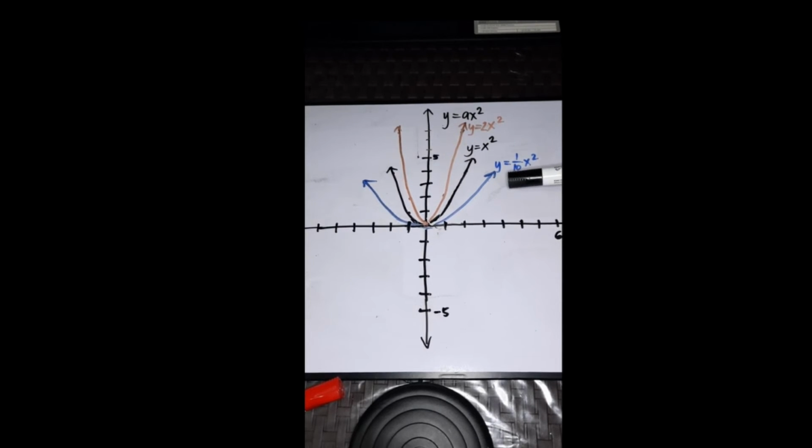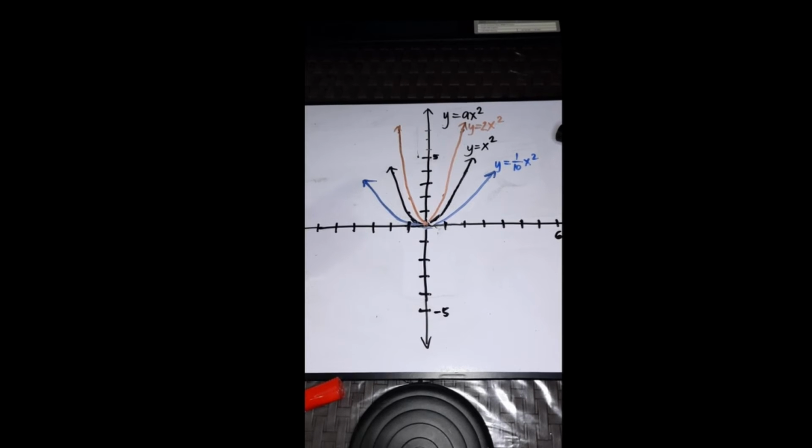And the graph of y is equal to 1/10 x squared is wider because the value of a is greater than 0 but less than 1. Tandaan na pag greater than 0 but less than 1 ang value ng a, mas maluwang yung opening. Okay? Mas maluwang ang opening ng parabola.